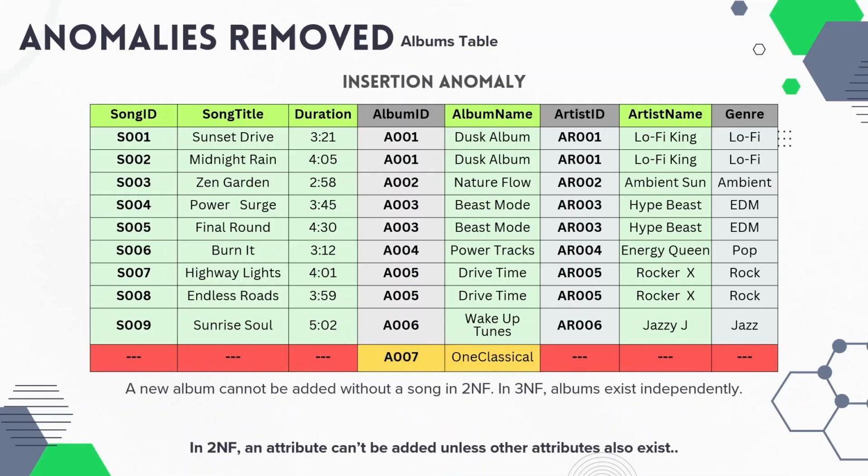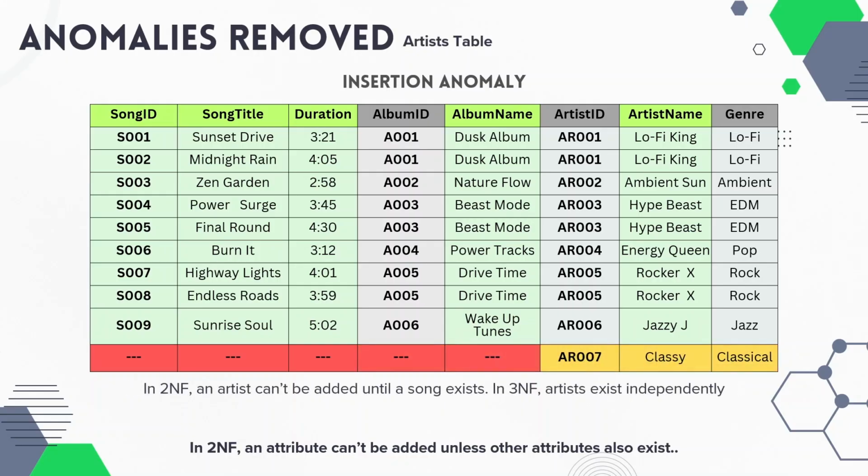A new album cannot be added without a song in 2NF. In 3NF, albums exist independently. In 2NF, an artist can't be added until a song exists. In 3NF, artists exist independently.